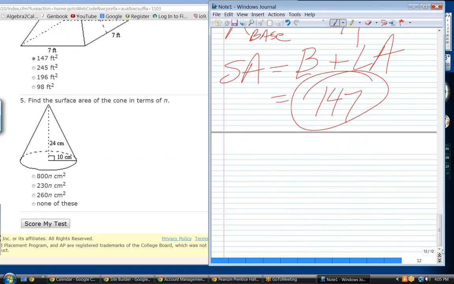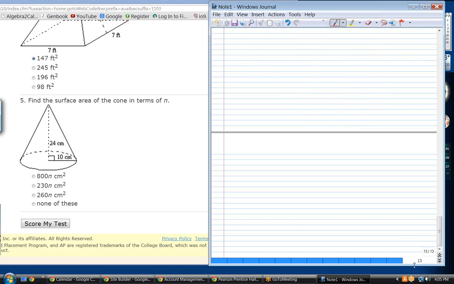And another cone. Okay, so this one for surface area is half pi r L. No. Is that for lateral area then? Because I'm confused on what that one is.